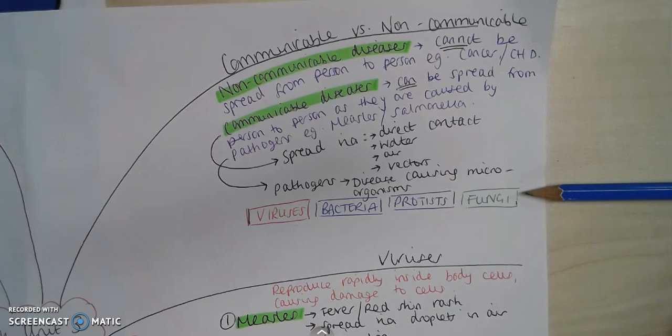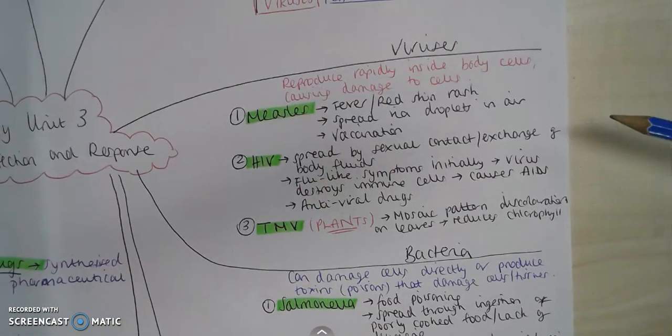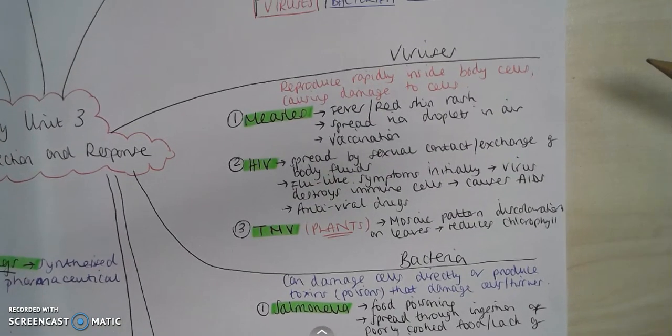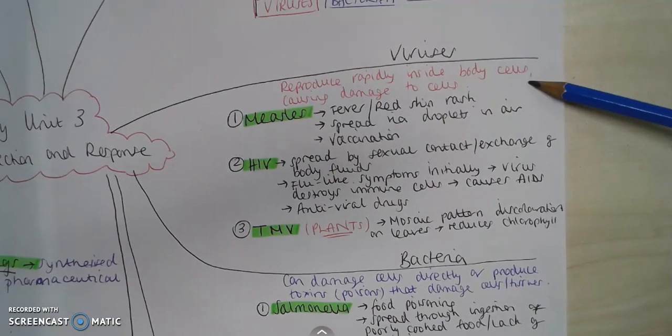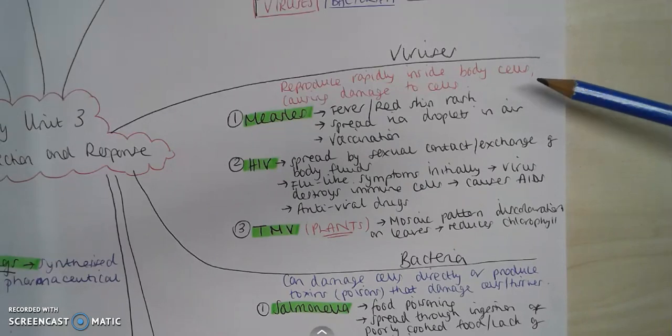Starting with viruses then. Viruses in general reproduce rapidly inside body cells, which obviously causes damage to the cell. As the viruses that have been produced burst out through the cell, they usually destroy the cell in the process. Some examples of diseases caused by viruses are the following.